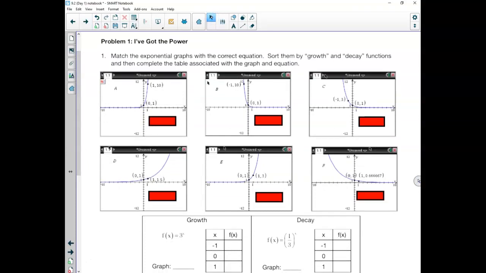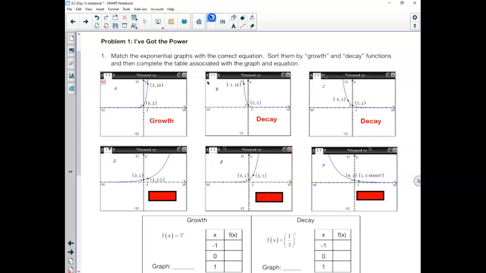Remember, the first part's easy, identifying growth or decay, because you read a graph the same way you read a book, from left to right. If your graph is going up from left to right, with this shape, it's an exponential growth function. It's a growing function if it's going up. So this first one is definitely a growth function. The second one from left to right is coming down, so it's a decay function. The third one is going down. It is a decay function.